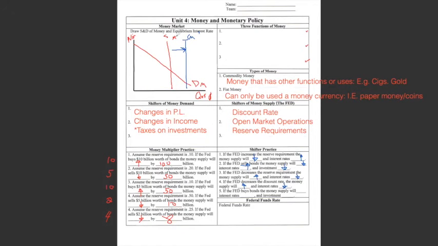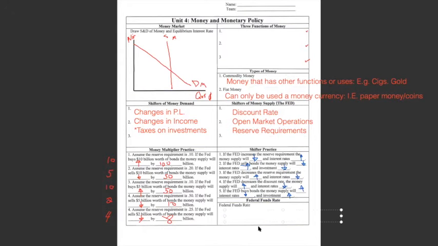And if the Fed buys bonds, it's the same way. Supply will increase, interest rates go down, and investment will go up. Okay, so those are all our answers for that right there. Erase that because that's not one.